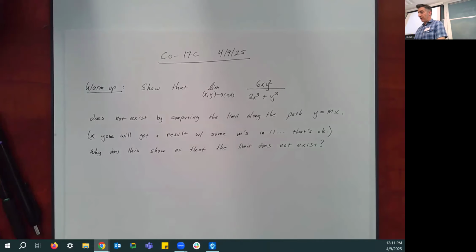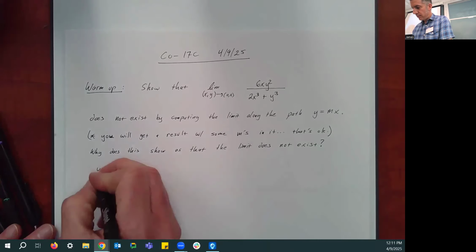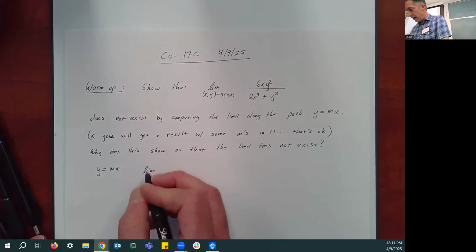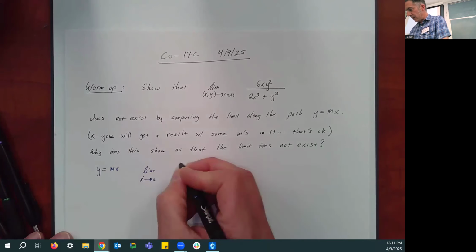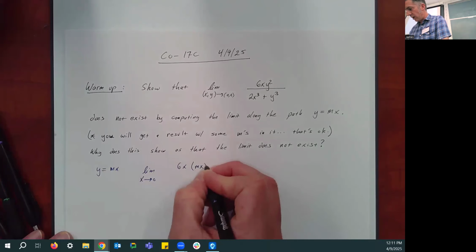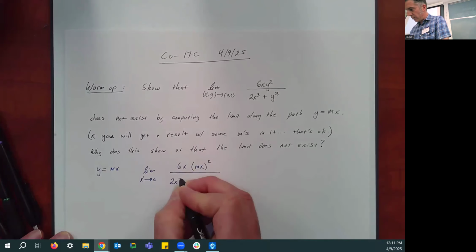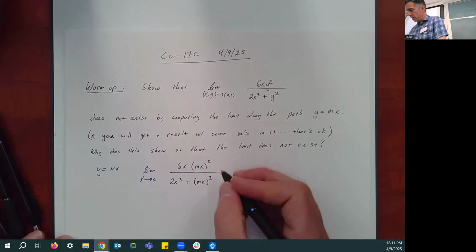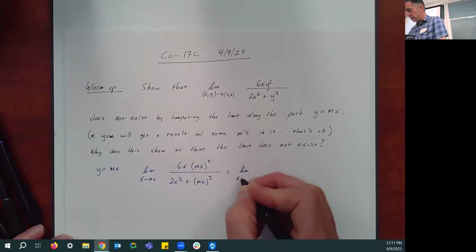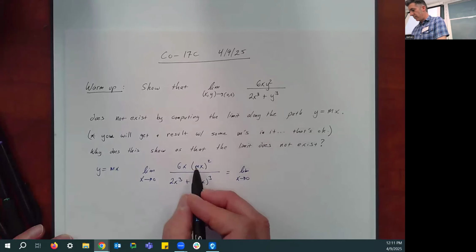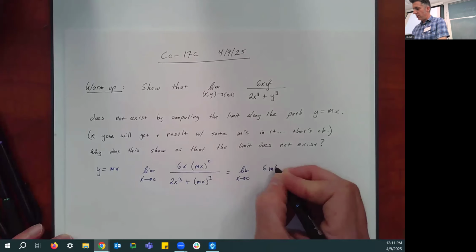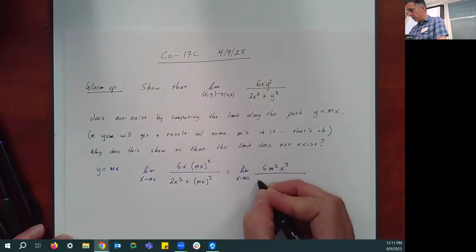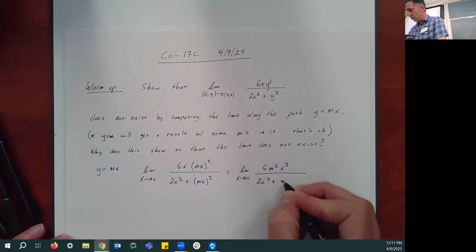So if I want to find this limit by letting y equal mx, we're going to have the limit as x approaches 0 of 6x times mx squared over 2x cubed plus mx cubed. Now we're going to simplify. That's the limit as x approaches 0. I'm going to have an m squared times 6, so I have a 6m squared. I have an x times x squared, so that's an x cubed, divided by 2x cubed plus m cubed x cubed.